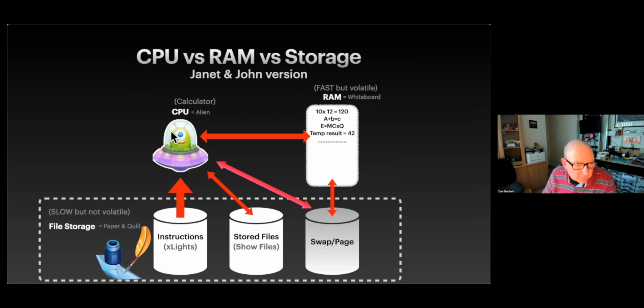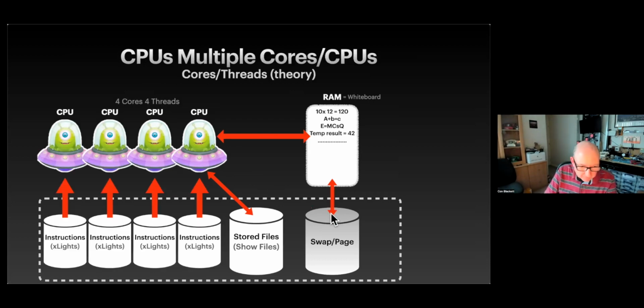I mean, there are other things as well, but you've got your CPU, you've got RAM, and you've got storage. And modern computers, typically nowadays, have multiple CPUs. So you can have 4 cores, you can have multiple cores and multiple threads of CPUs. And you can think of them as individual aliens, if you like.